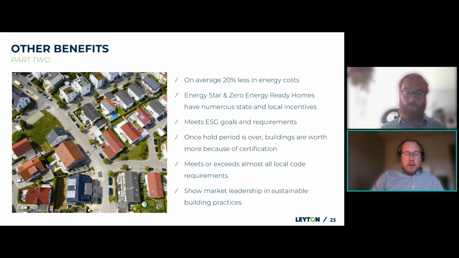Once the hold period has ended, we generally see that units that have one of these energy certifications are selling at about 8% higher than units that are exactly the same without. So there's a value add benefit. And of course, marketing. We are moving into a green future, and developers and lenders that are supporting that future's reality can stand behind these kinds of buildings and what they're doing there.